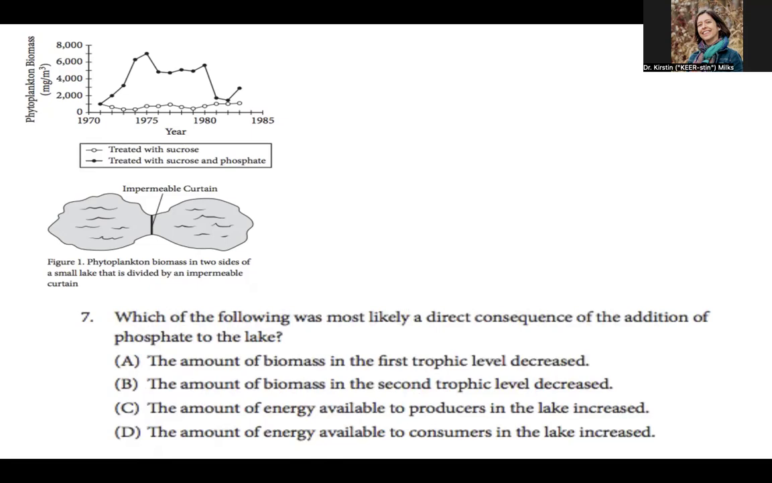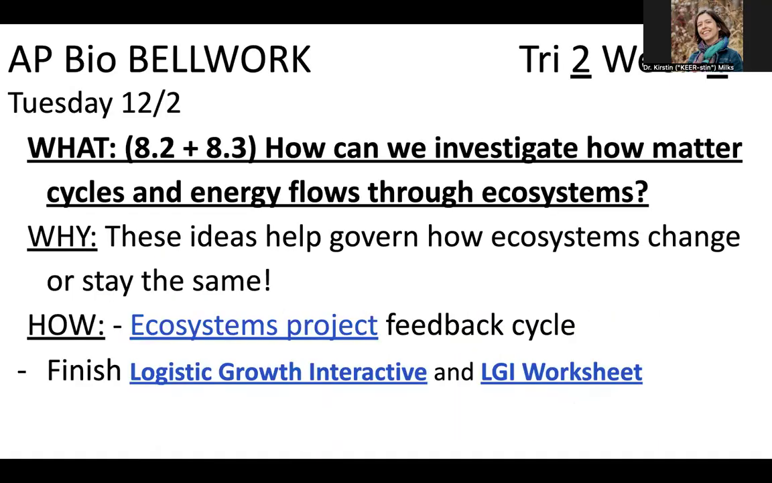And number 7, which of the following was most likely a direct consequence of the addition of phosphate to the lake? A, the amount of biomass in the first trophic level decreased. B, the amount of biomass in the second trophic level decreased. C, the amount of energy available to producers in the lake increased. D, the amount of energy available to consumers in the lake increased. Pick your best answer. All right, we'll talk about them later.